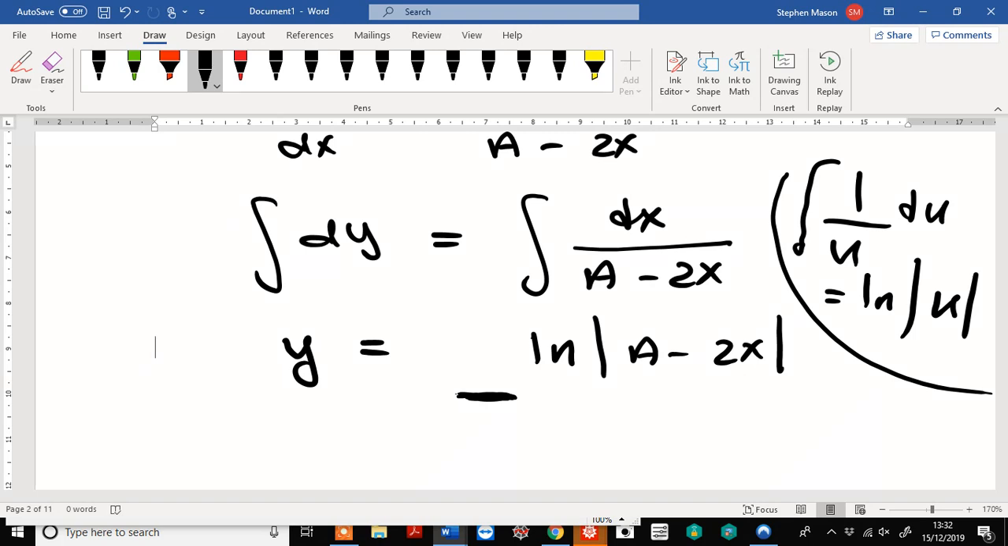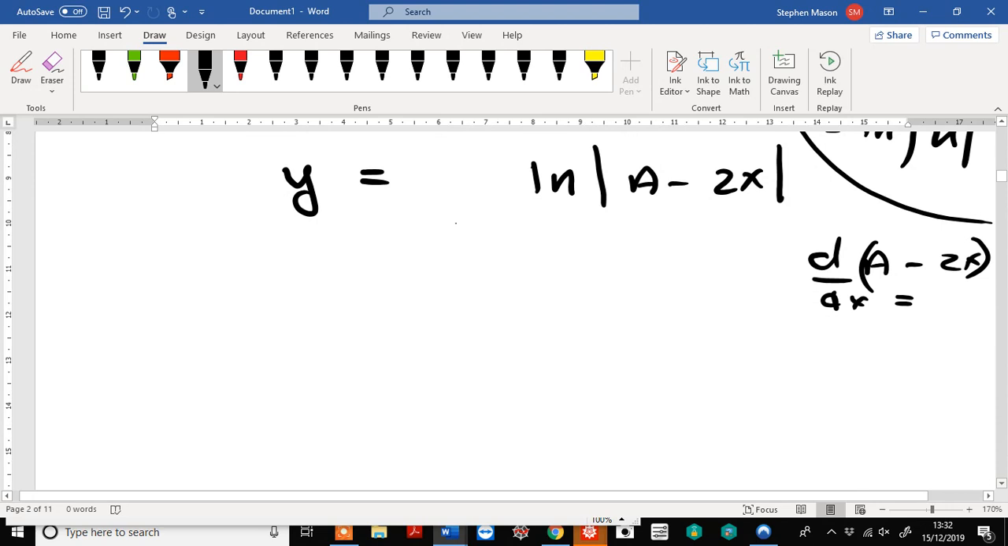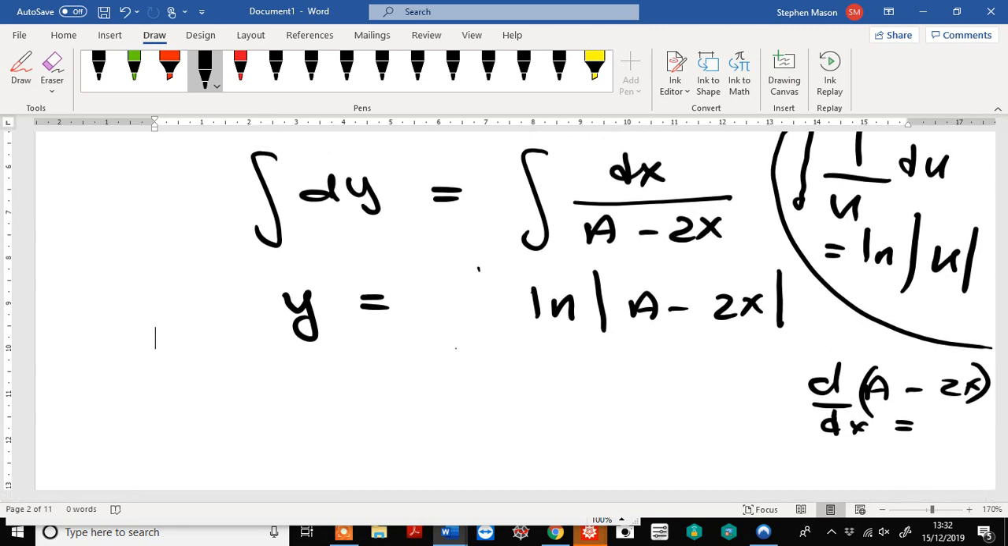And what's that? Well, it turns out that you've got to differentiate the a minus 2x part, and if you differentiate a minus 2x, then you get minus 2, okay? So we've got minus 1 over 2. So we basically differentiated the denominator to get the 2 there.